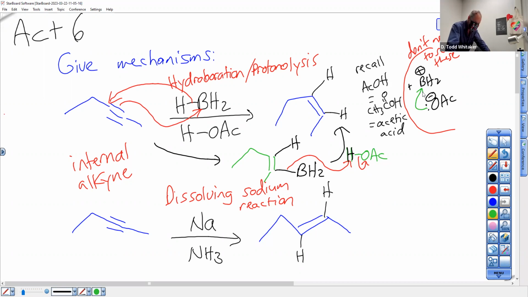So not a terrible mechanism, right? And what kind of alkene did I make that way? Cis or trans? Cis. Next one's going to make trans.